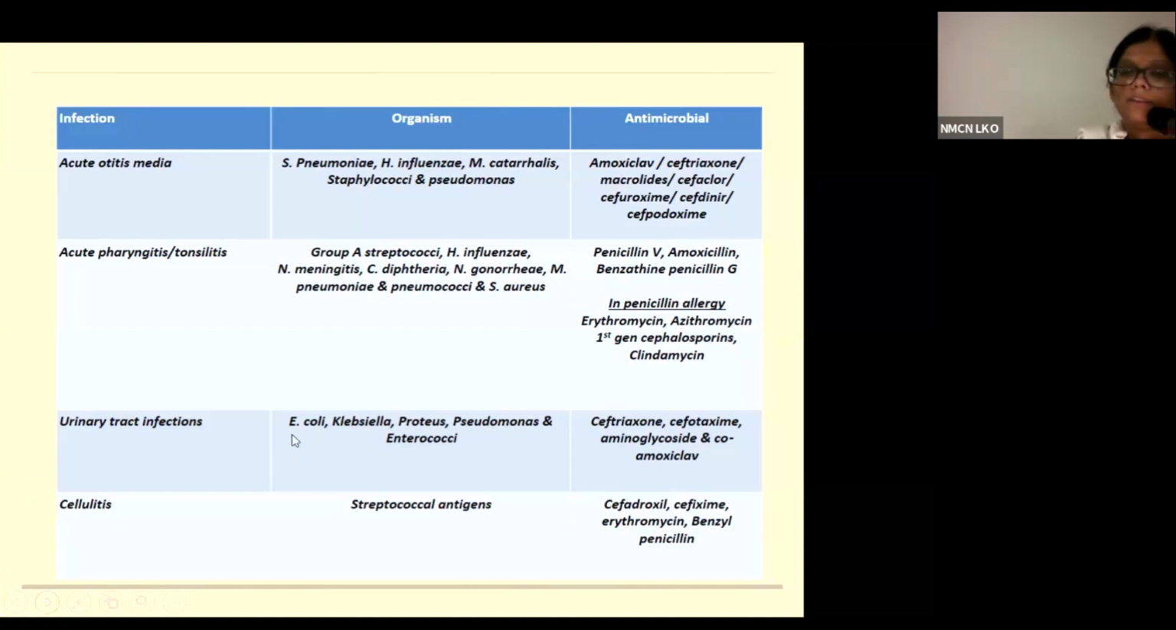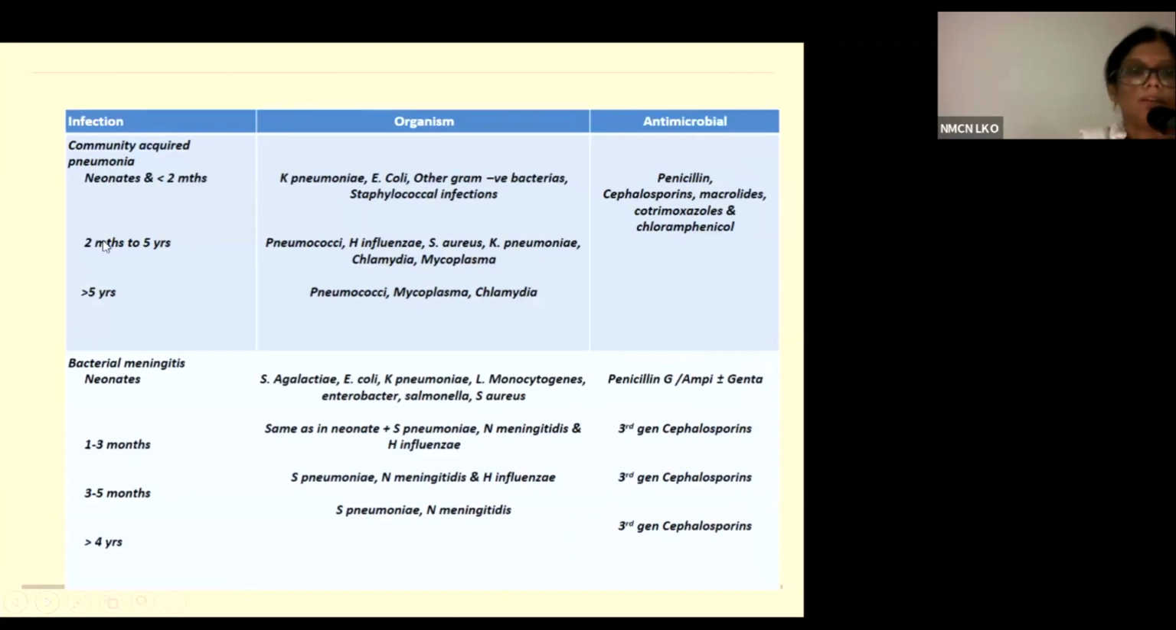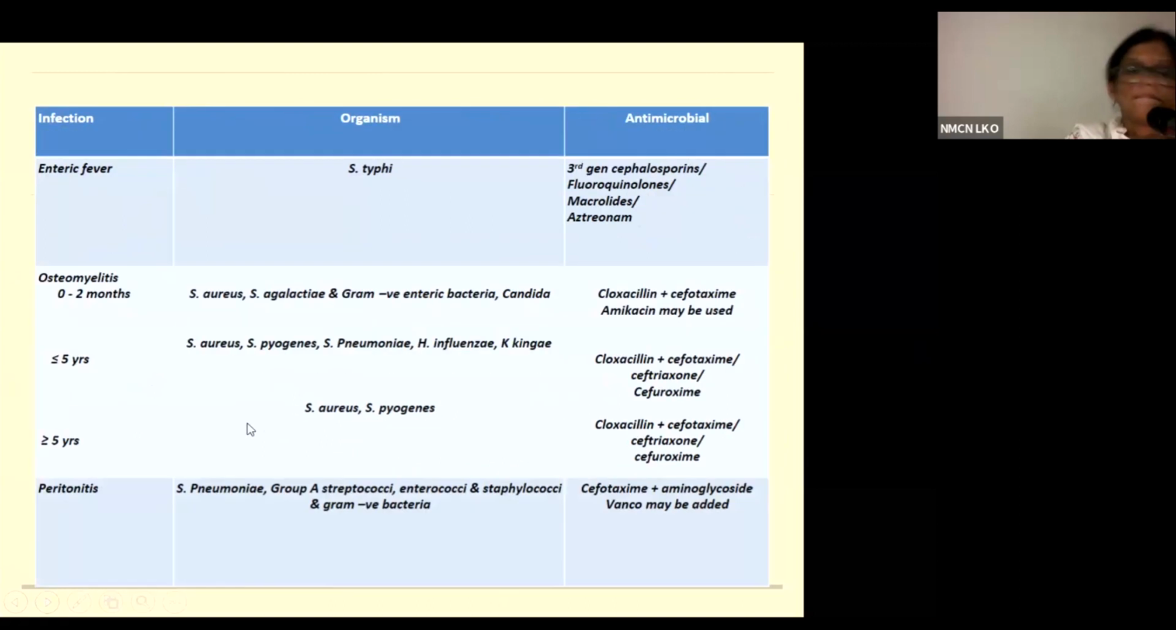For urinary tract infection, E. coli, Klebsiella, and Proteus are the common organisms. So we give ceftriaxone, a third generation cephalosporin, and an aminoglycoside. For community acquired pneumonia, again, the organism varies depending upon your age group, but most commonly penicillin and cephalosporins are used. Again, for meningitis, a third generation cephalosporin, or penicillin G plus gentamicin, or a third generation cephalosporin in the older age group. So these are again the charts.